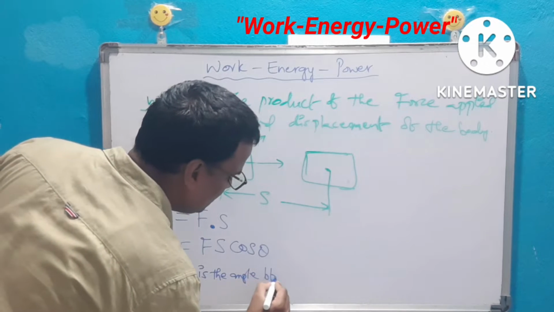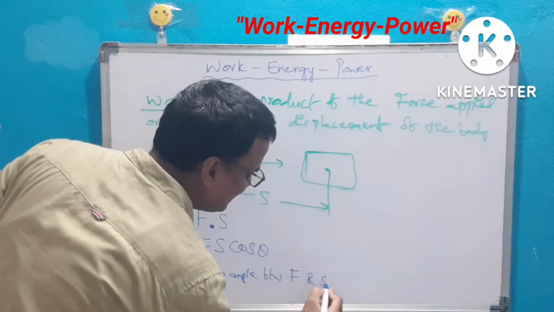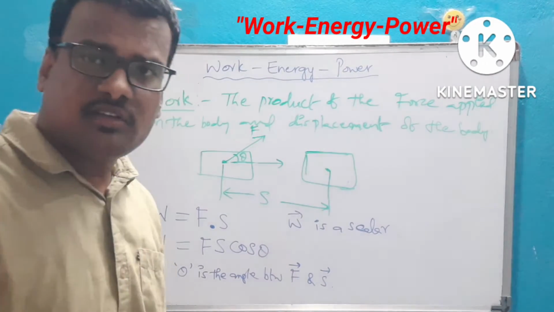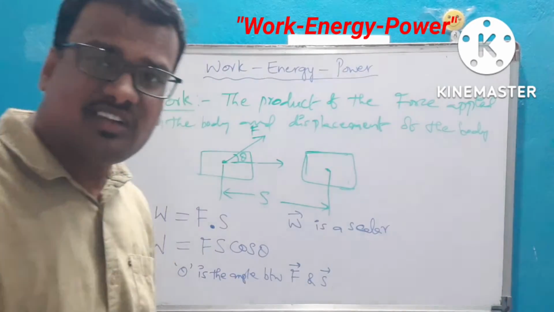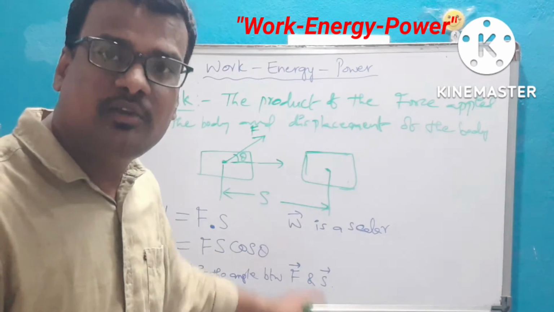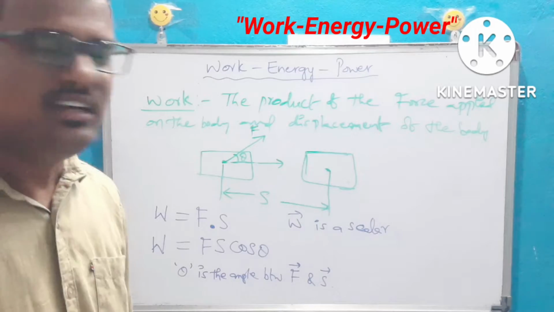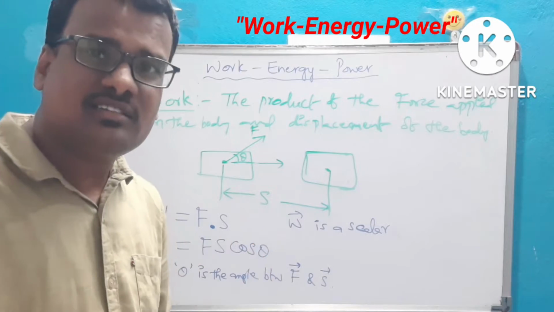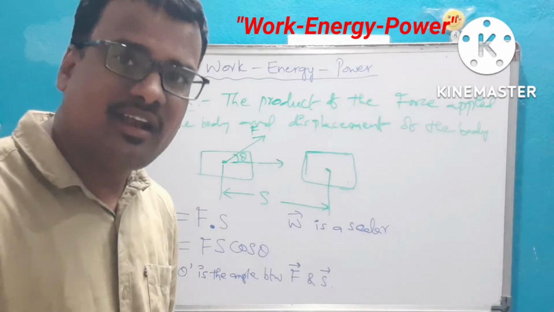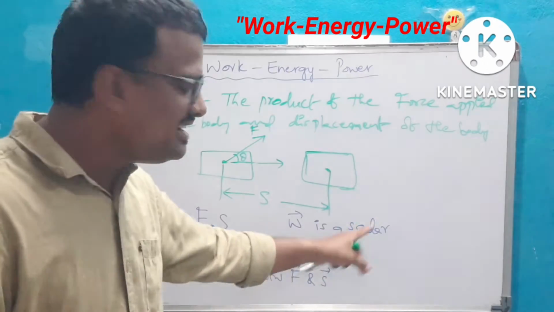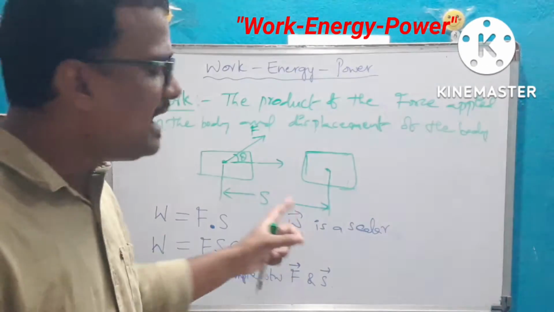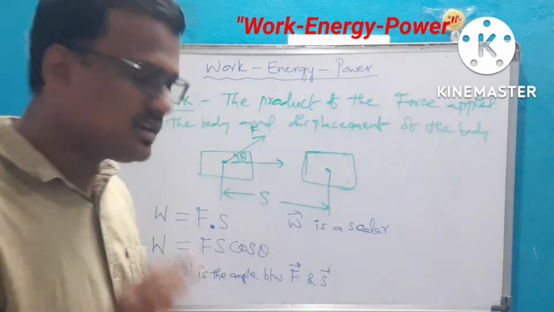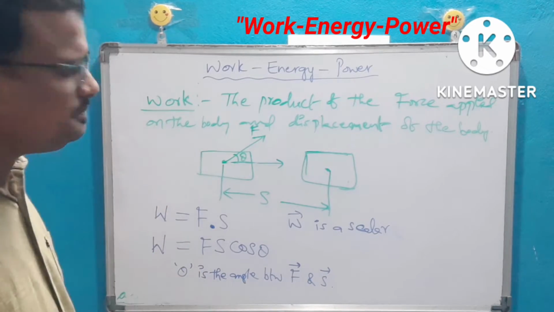Theta is the angle between F and S. The force is a vector quantity and S is a vector quantity, but the work W is a scalar quantity. Why? Because in a scalar product, if we multiply two vectors, we get the result as a scalar. That's why work is a scalar quantity. That means it has only magnitude and doesn't represent any direction. So this is about work.